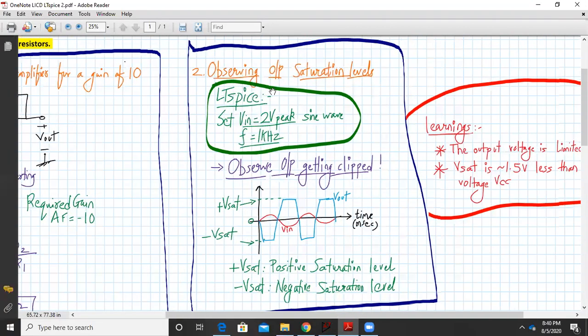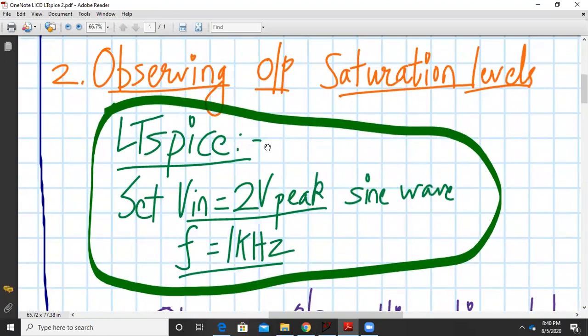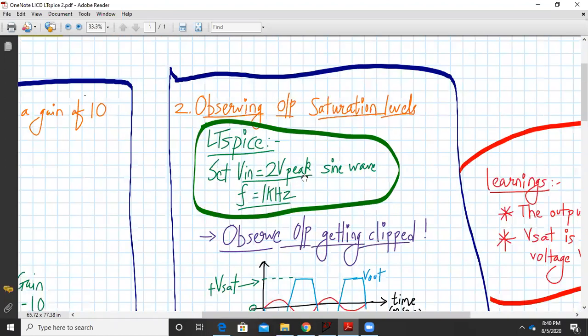Let us go on to the phase two. So for phase two, we are going to observe the output saturation levels. So the requirement is you set V in as 2 volts peak this time. So let us do that.